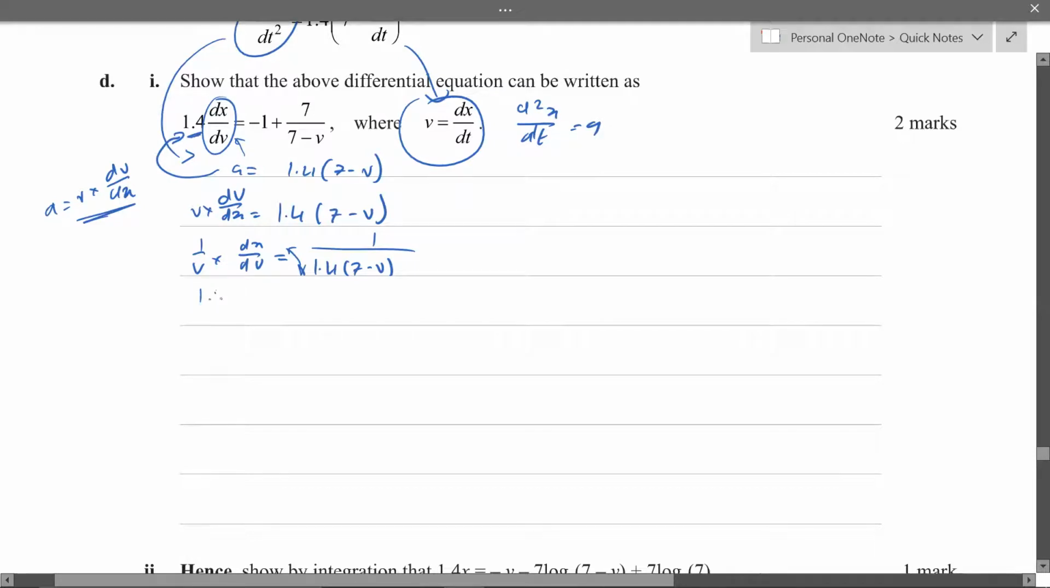So 1.4 times 1 on v times dx/dv equals 1 on 7 minus v. And then we don't have this term on the left-hand side, you can see here, so we're going to multiply that to the other side.